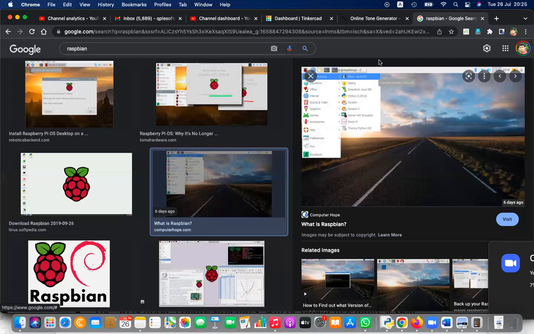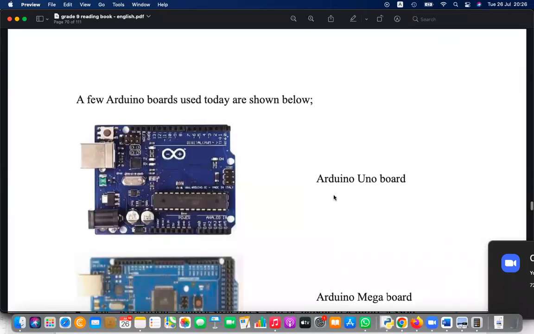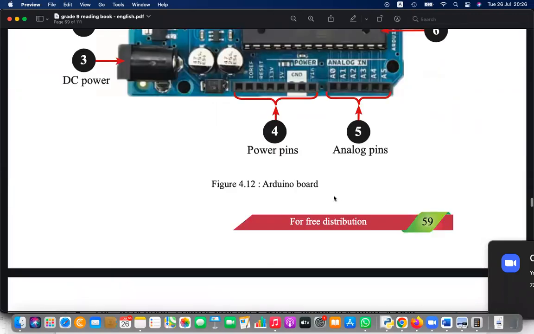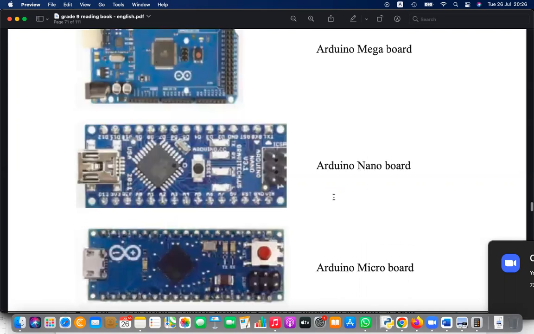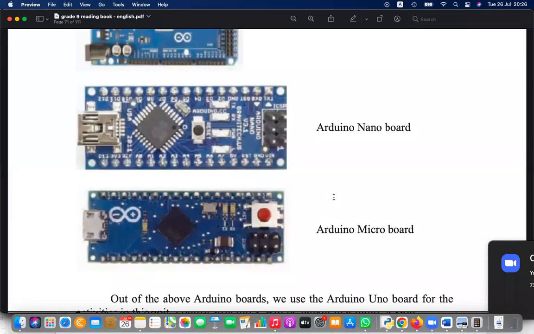Let's move to the next part, which is Arduino. Last day we discussed the PIR sensor, the passive infrared sensor, and how to use it with Arduino. There are different versions of Arduino boards. The Arduino Uno board is the one we are going to use now for the coding. Other than that, you have the Arduino Mega board, which is used for large projects, and there are Arduino Nano and Arduino Micro, which are small and can be used for relatively small projects.